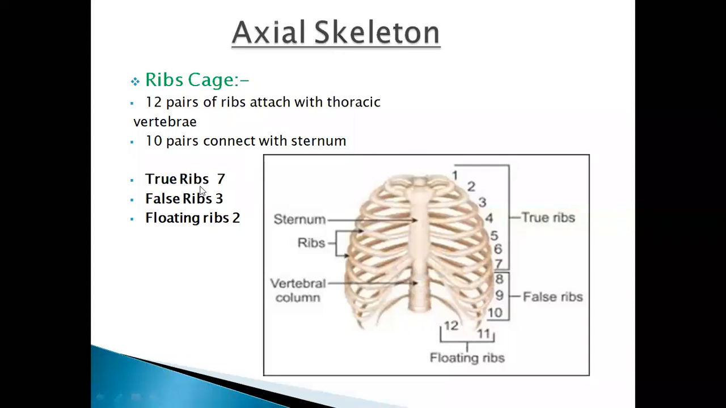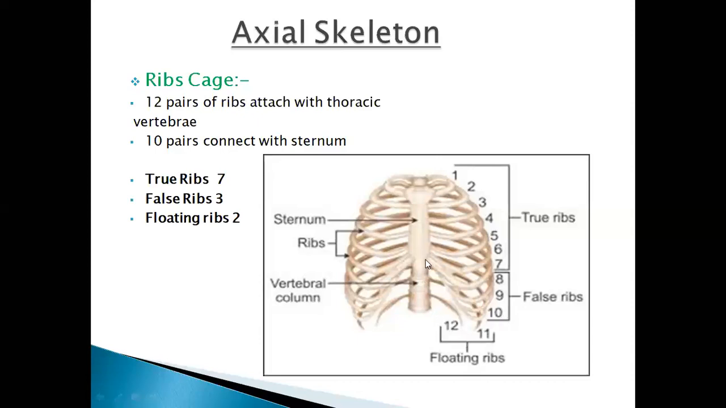See, the first 7 are classified as the true ribs because they are directly attached with this part, the sternum. The 7 are directly attached with the sternum and are known as the true ribs. The second one is the false ribs: the 8th and 9th, and the third one, the 10th. This bracket is showing the false ribs, right? The 8th, 9th, and 10th are called false ribs as they are not attached directly with the sternum. They are free. You can see that.